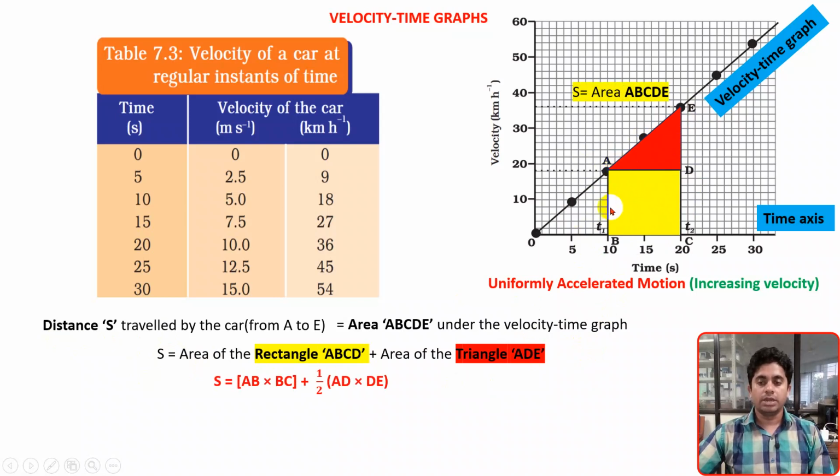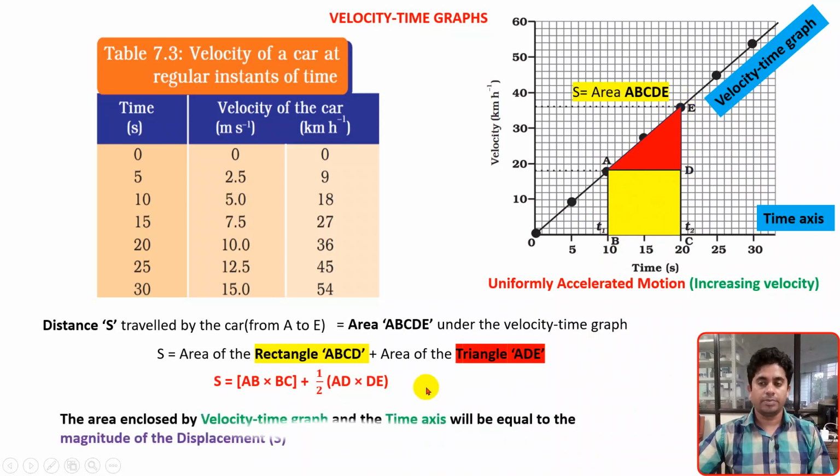Now, how to measure the area of the rectangle? Rectangle ABCD: height into base. So AB height into base BC, AB into BC. And the area of the triangle will be 1/2 base into height. So 1/2 base is AD and height is DE. So like that we can calculate.